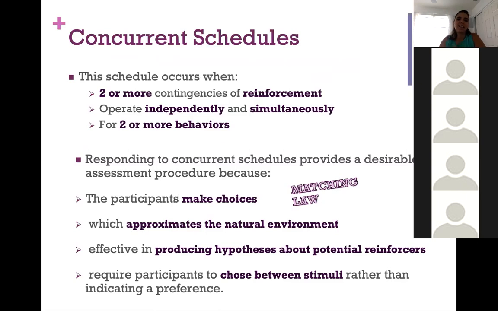Also, because it approximates the natural environment, it's more natural when you're making a choice, right? And it's effective in producing hypotheses about potential reinforcers. When do we also use concurrent schedules of reinforcement? When we want to assess reinforcers. Yes. And it requires participants to choose between stimuli rather than indicating a preference. And then we can say which one is a preference, right? Any questions on this?